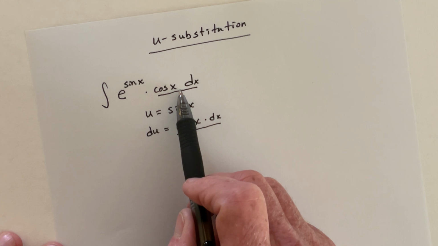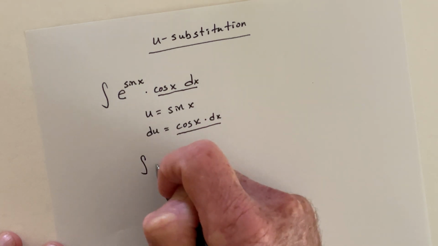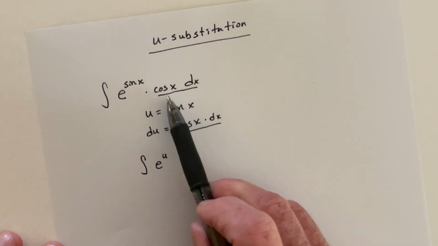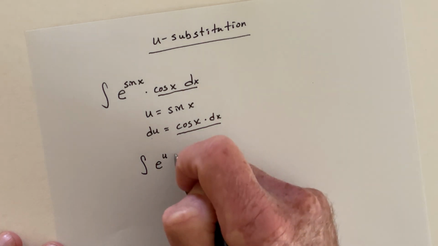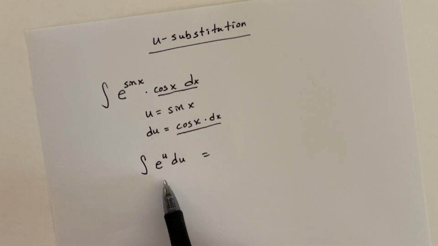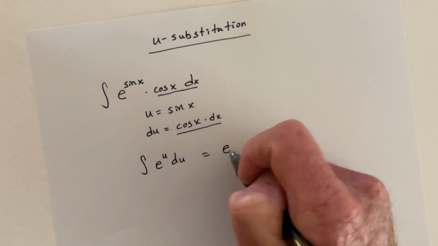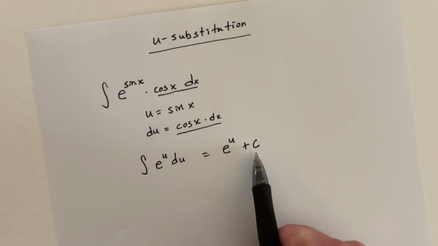so this whole thing gets replaced with du. And this is going to say e to the u, so it's going to be the integral of e to the u, that takes care of the sine x, and then replace the cosine x dx with just the du. So this is now saying find the antiderivative of the e function. Since the derivative of the e function is itself, the antiderivative of the e function is itself. And then because there's no numbers to plug in, we put plus c, the constant of integration.